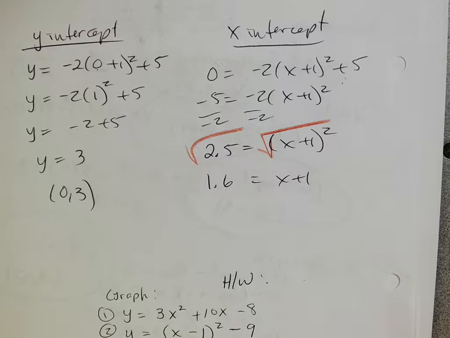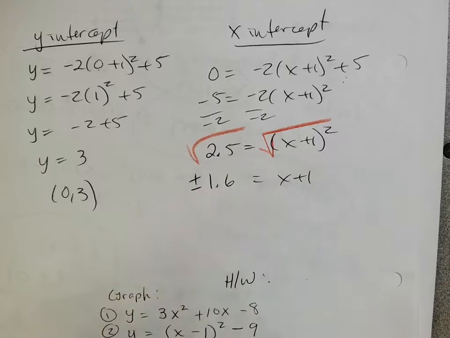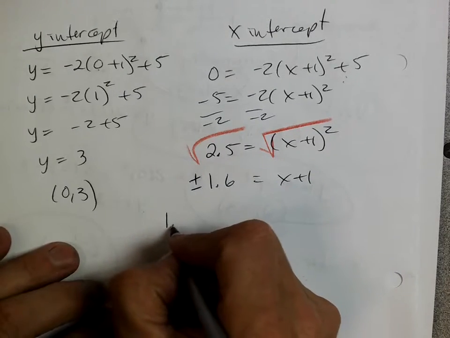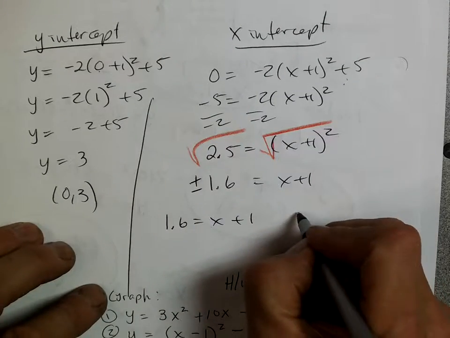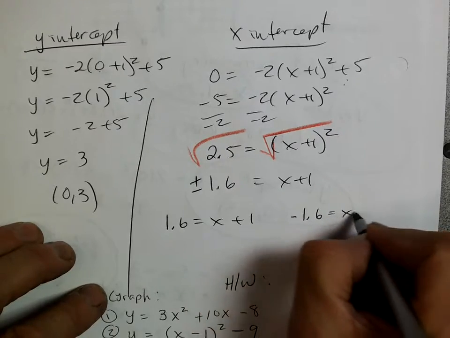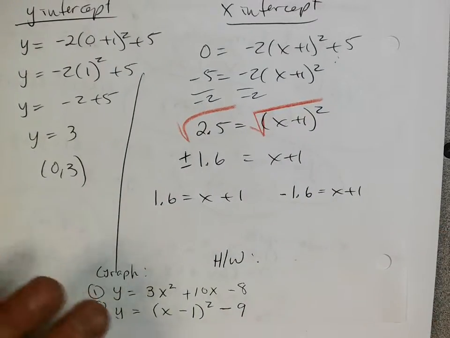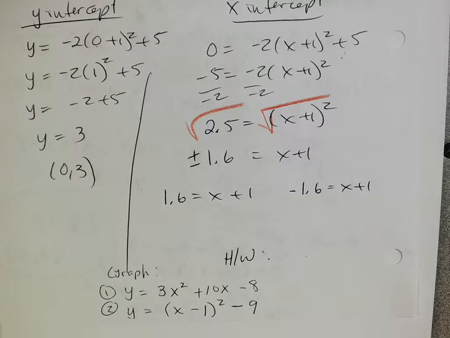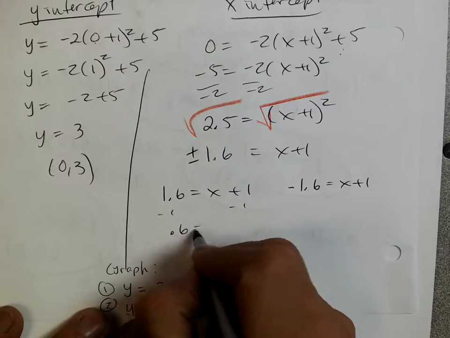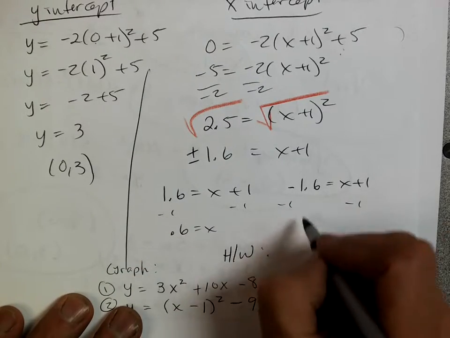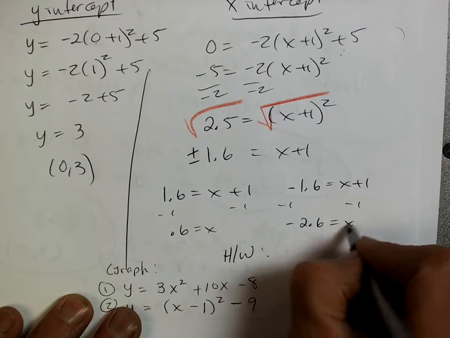So Ashton says plus or minus 1.6, right? Now, again, we're going to have two little mini equations. One mini equation is 1.6 equals x plus 1. And negative 1.6 equals x plus 1. Those are my mini equations, right? And solve. Minus 1, I get 0.6 equals x. Minus 1, I get negative 2.6 equals x.